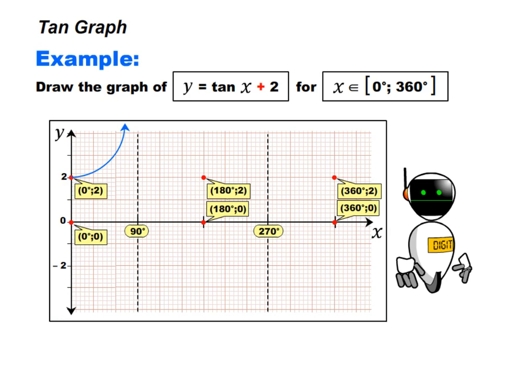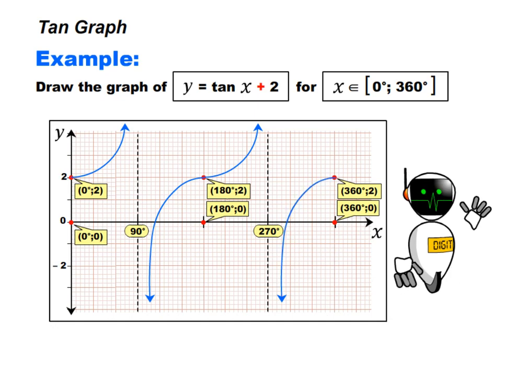Let us quickly draw a line that passes through point 180 degrees and 2. Our line must not touch the asymptote at 90 degrees, and our line must not touch the asymptote at 270 degrees. Our line will look like this. Let us draw another line that passes through point 360 degrees and 2, going down and approaching the asymptote at 270 degrees. Our line should look like this.